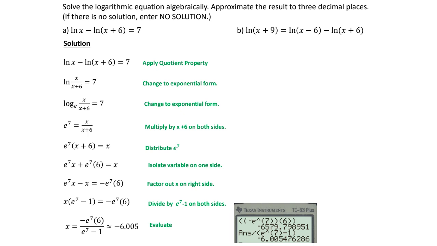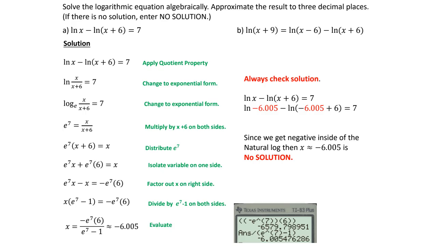6.005. Okay. All right. I have 5 minutes. I think I have time for one more. But again, you want to check your answer. Okay. And remember, this was the other case: we cannot have negatives for logs, which I had mentioned to you. So if I were to put this negative value into this, I would get an error.